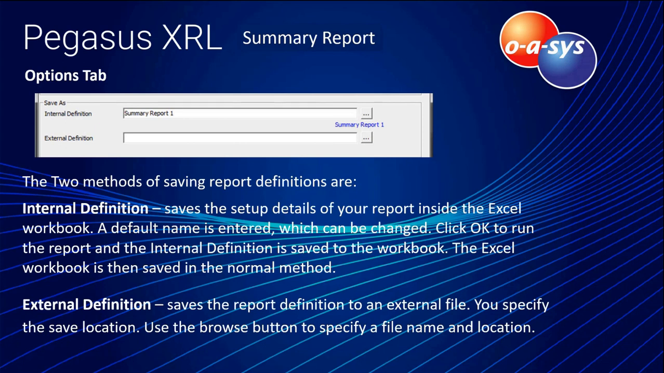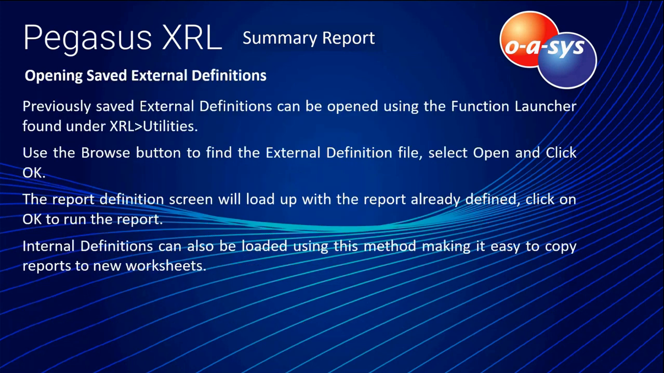The same with the external definition. It only means that it saves externally to the workbook as a certain file type of ADB or ATP. And this is just telling us how you can reopen those using the XRL function launcher that you find under XRL utilities.